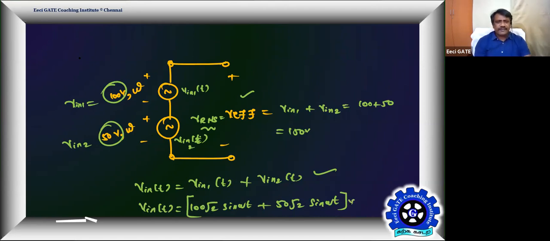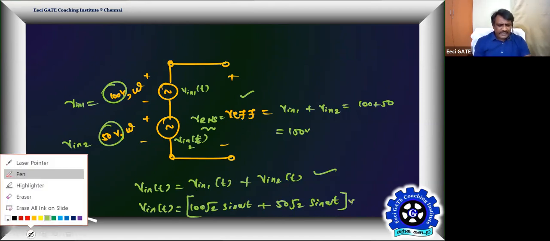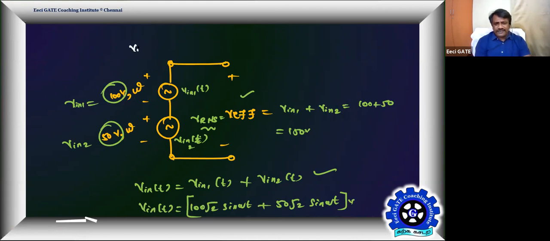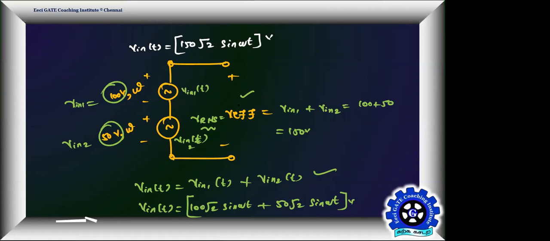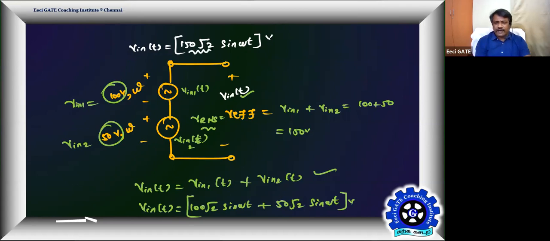So just add them. Therefore, V in of t can be concluded as, tell me what is the net V in of t now? Sine omega t is common. 100 root 2 plus 50 root 2 will become 150 root 2 sine omega t volts. All of you clear about this? Yes, sir. So this is V in of t. Tell me what's the peak of V in of t? 150 root 2.